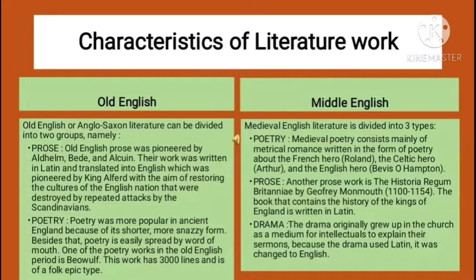Explain about the characteristics of literary works between Old English and Middle English. The first is Old English. In Old English, there are characteristics that distinguish poetry and prose. The poetry is based on historical events, and the prose is based on factual, historical, and religious matters.